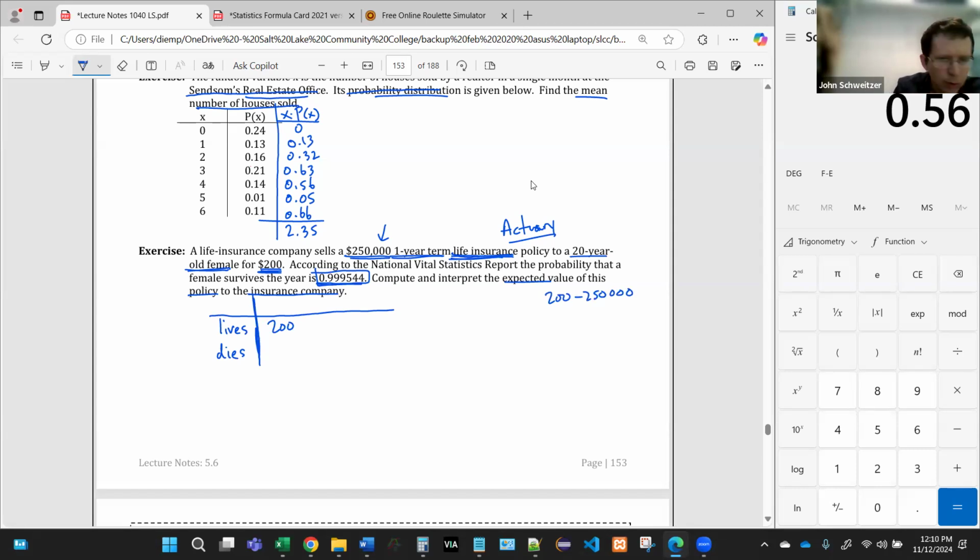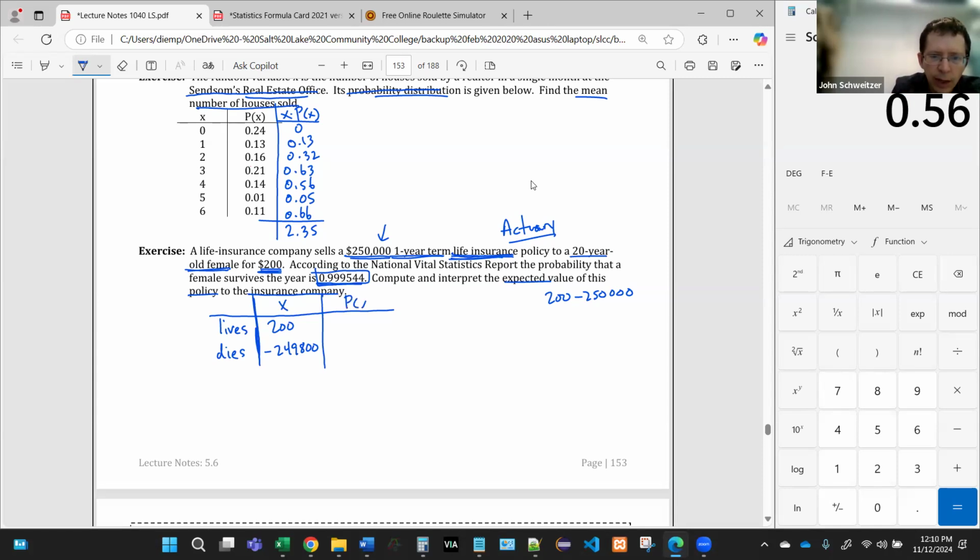Okay, now if the person dies, then they keep the 200, but they have to pay out $250,000. So it's 249,800, but it's a negative number, right? The negative sign is very important. If you drop that negative, and sometimes it's tempting to do that, you really do mess up the whole problem because this is money going out, and so it changes the expected value of the policy. So that we could call X.